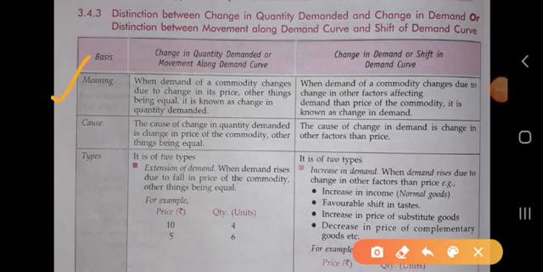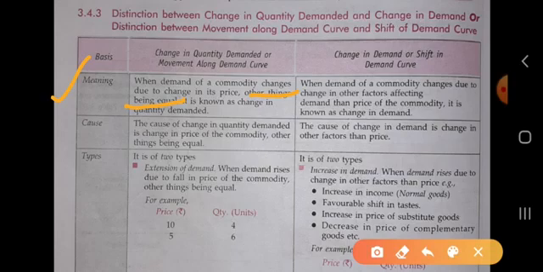We will differentiate the two of them on various bases. The first basis is the meaning. When the demand for a commodity changes due to a change in its price, other things being equal, it is known as change in quantity demanded. Whenever we study the relation between the demand for a commodity and its price, demand changes due to change in price, and we take other things as constant, so it is called change in quantity demanded.